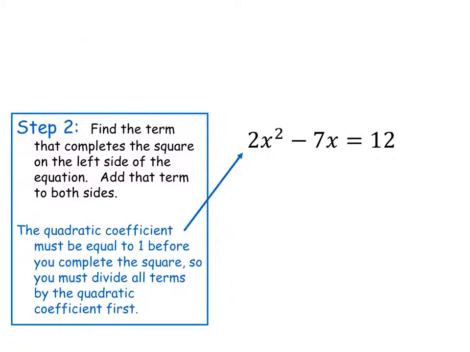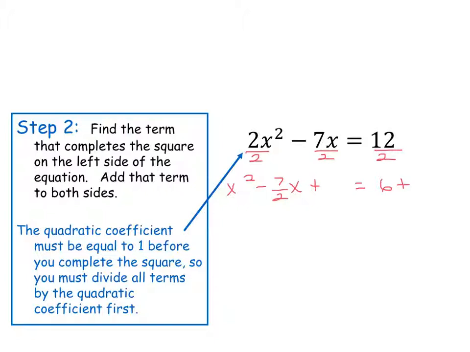Step 2 is where we normally complete the square, but we cannot complete the square if the coefficient for x squared is not a 1. So we have to do something to get rid of that 2. And what we're going to have to do is divide all of our terms by 2. And that will leave us with x squared minus 7/2 x equals 6. And I'm going to put the plus sign here and the plus sign here because we have to find that missing c term.